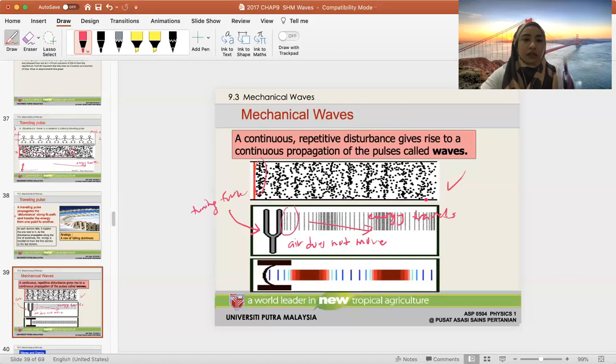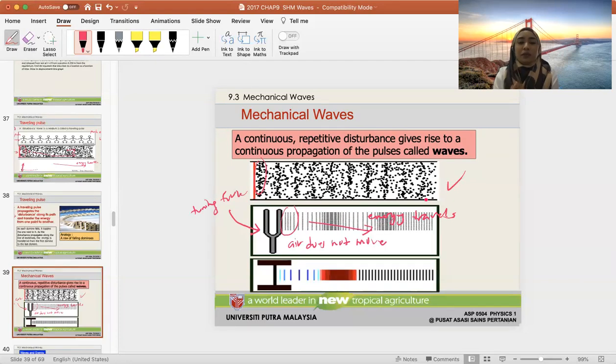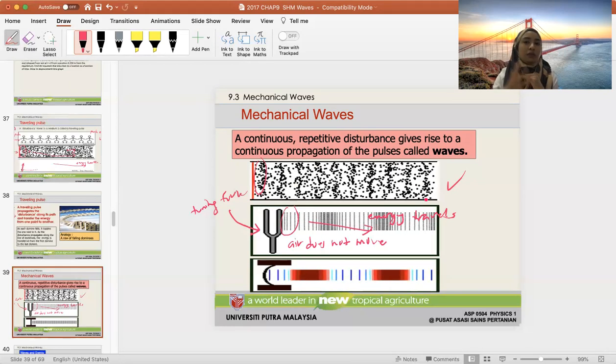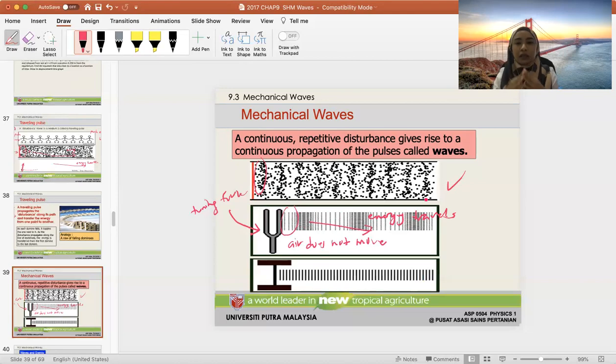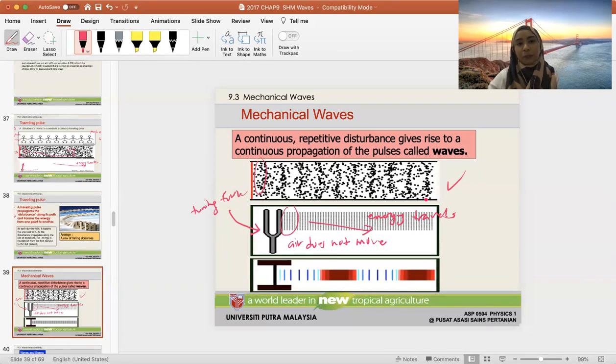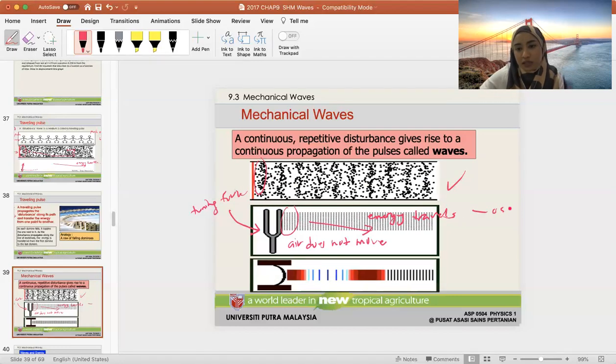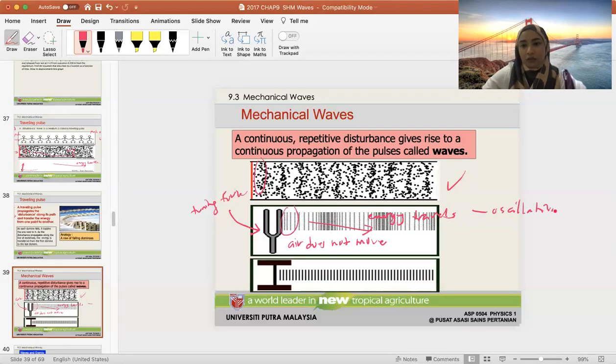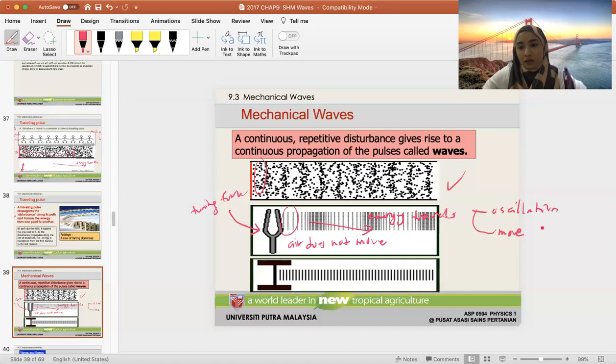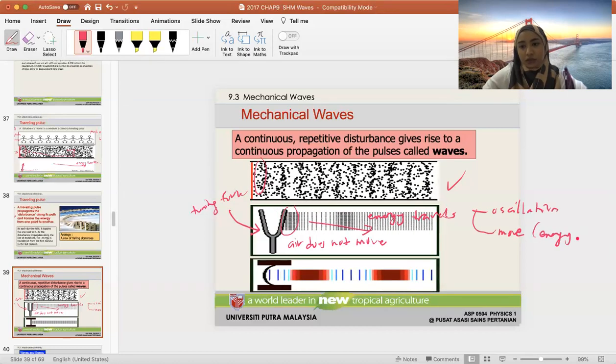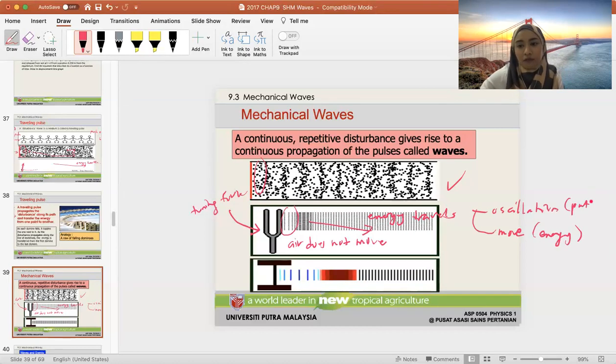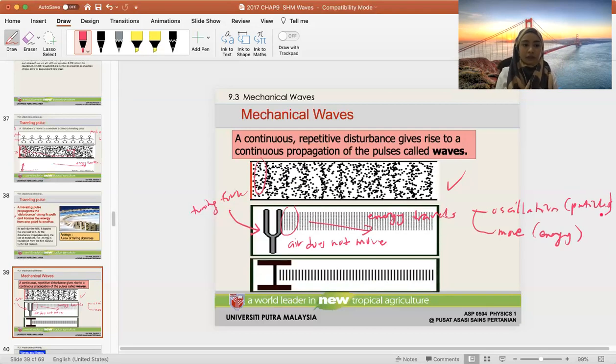So that is mechanical energy, mechanical wave, right? Okay, again, I'm going to repeat myself. Wave is a type of oscillation, but it moves. What moves? The energy moves. The particles that transmit this energy do not move, okay? So it oscillates. So kita ada dua komponen kat sini, oscillation and moving. Kalau move, energy sahaja. Oscillation, particles of the medium. Okay, I hope that's clear.